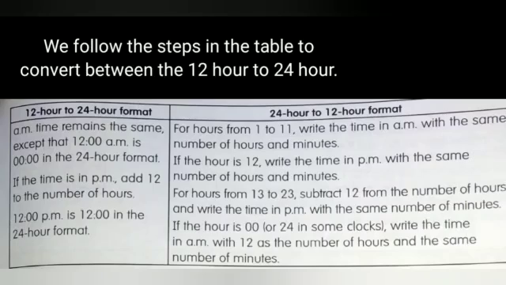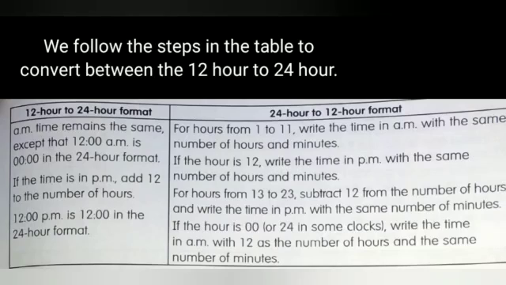Okay, next thing, 24-hour to 12-hour format. How can we convert 24-hour to 12-hour format? See the rules. First thing, for hours from 1 to 11, write the time in AM with the same number of hours and minutes. Next, if the hour is 12, write the time in PM with the same number of hours and minutes. For hours from 13 to 23, we have to subtract 12 from the number of hours and write the time in PM.